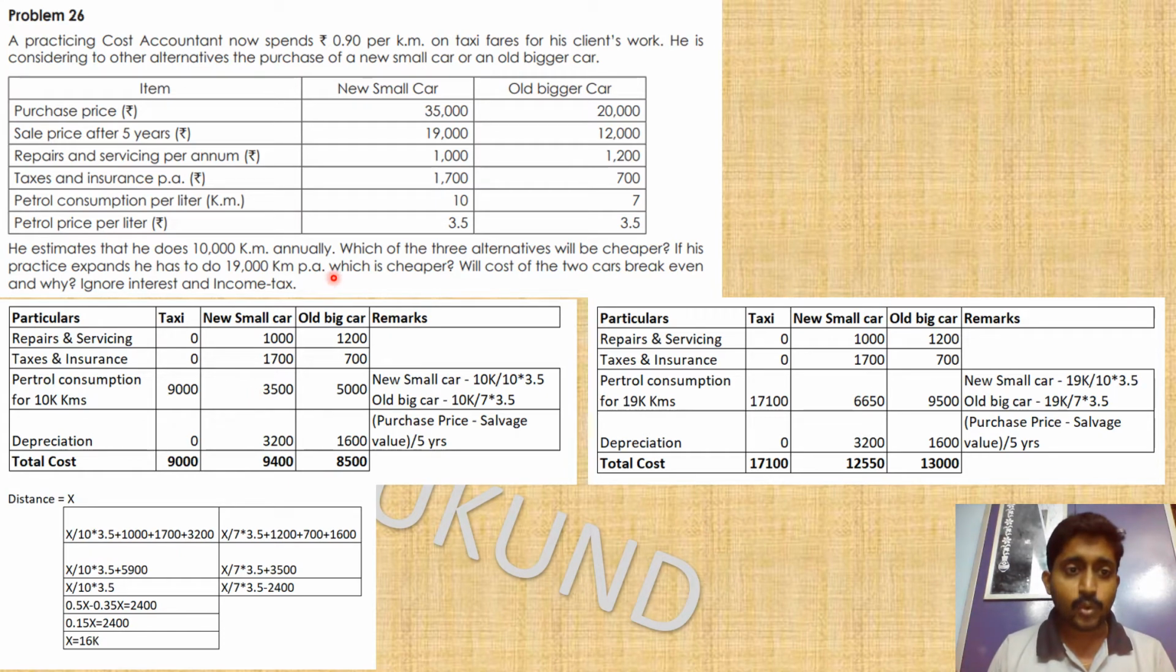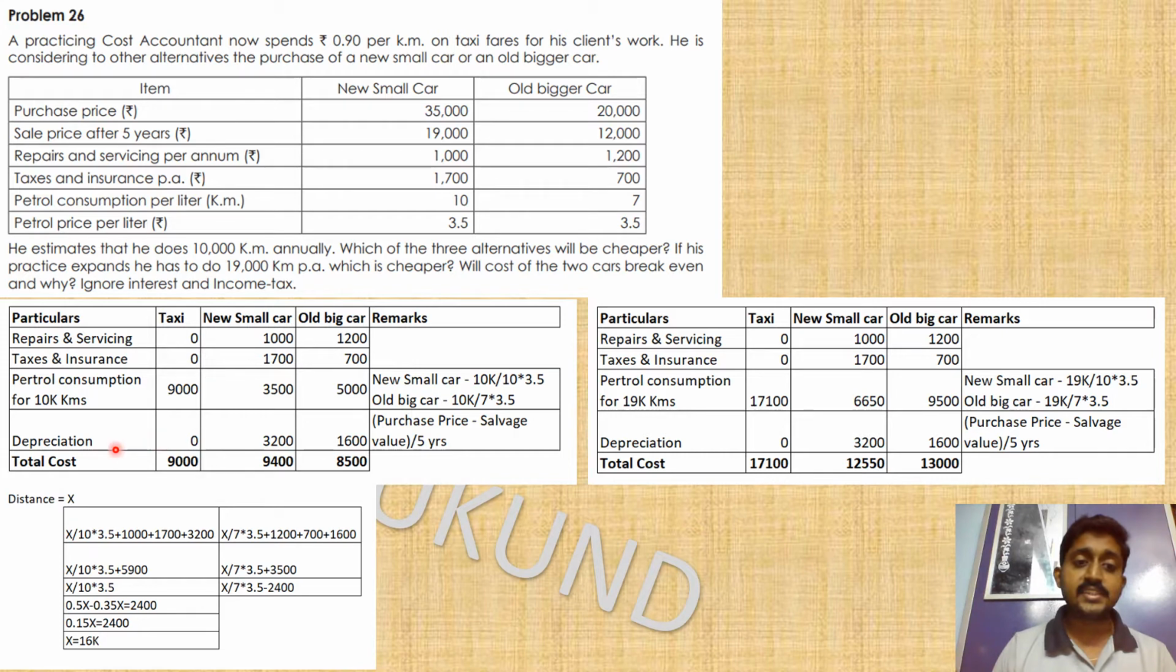Same way, calculate for the old bigger car. You can go 7 kilometers in 1 liter. So do the same math. 10,000 kilometers you have to travel divided by 7, because 7 kilometers you can go in 1 liter. So how many liters of petrol do you need? 10,000 divided by 7 multiplied by 3.5 rupees per liter of petrol, you can find 5,000 rupees as the petrol consumption. So you have found the petrol consumption, repairs and service, taxes and insurance.